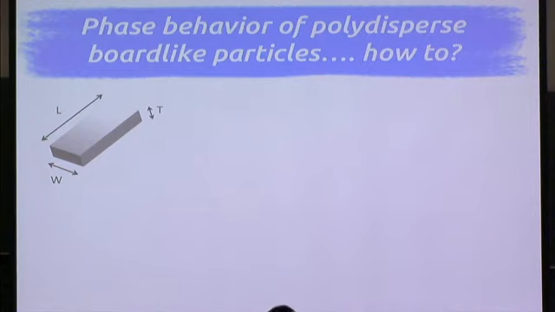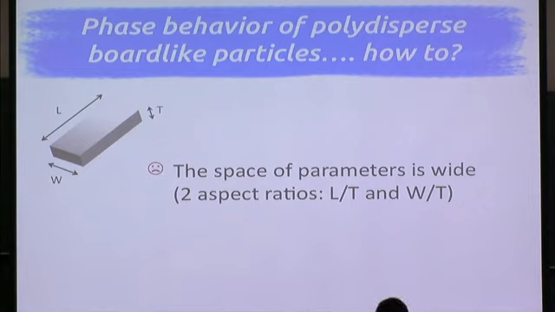And so what we want to do is study the phase behavior of board-like particles as a function of the polydispersity. But the point is how we're going to do it. This is not trivial for more than one reason. First of all, if we even consider only monodispersed board-like particles, the space of parameters is relatively high. We have 2 parameters to control, 2 aspect ratios.